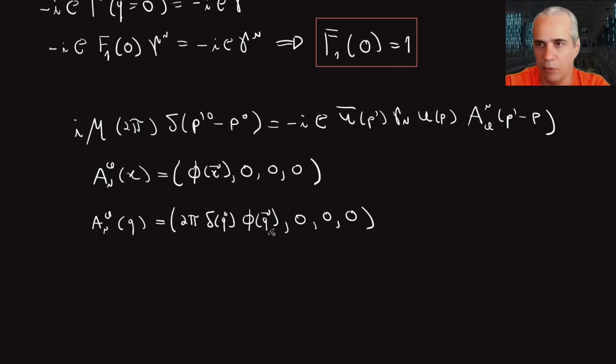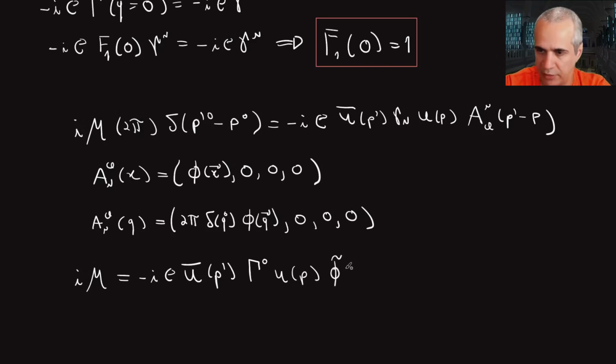And I can take these and go back to this expression. The only surviving Dirac matrix will be component 0, because all of the others are 0. So I can do this sum over mu explicitly, and of course this 2 pi goes away with the conservation of energy on both sides, and I only get minus i e u bar of P prime gamma 0 u of P phi tilde of Q. Of course, I put a gamma mu here, but for the full theory it should be the full gamma mu, because I'm talking about the whole thing. Otherwise, there's no F1. So that's the full gamma.